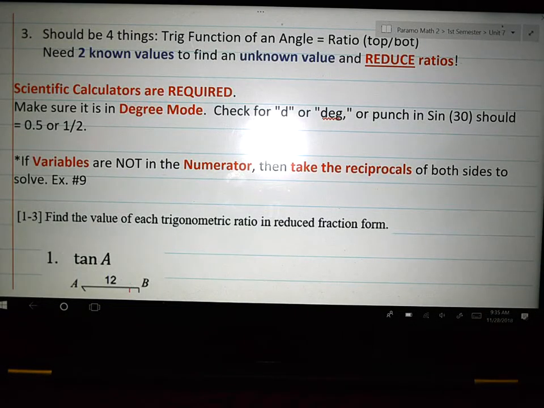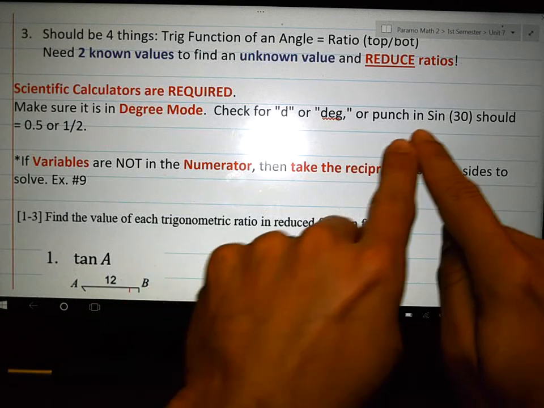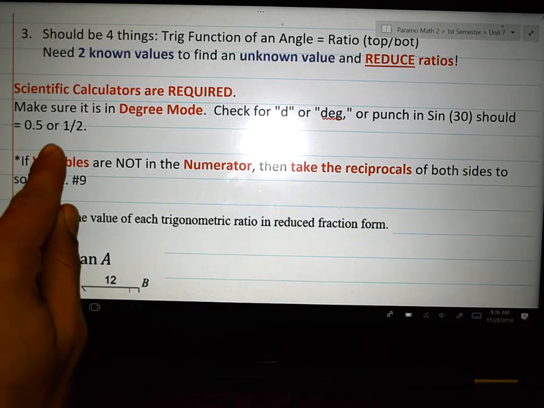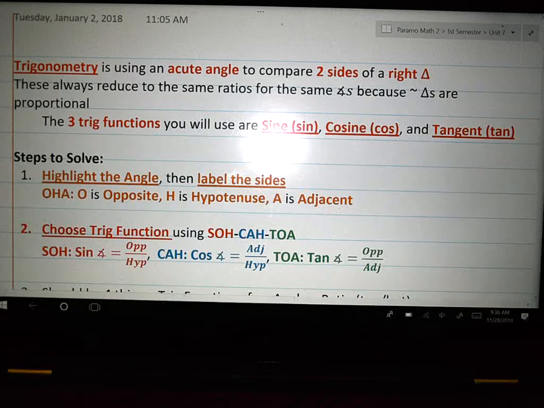If you have a different model calculator and you're not sure how to switch it between degrees, radians, and gradients, you need to ask, and I will show that to you individually because there's a lot of different calculators out there. But just by a show of hands, if you punched in sine of 30 degrees and you got 0.5 or 1/2, please raise your hand so I know how many are on the same page as me. That's the majority of you. Almost everybody, or at least everybody who has their head off of their desk. Awesome. Okay.